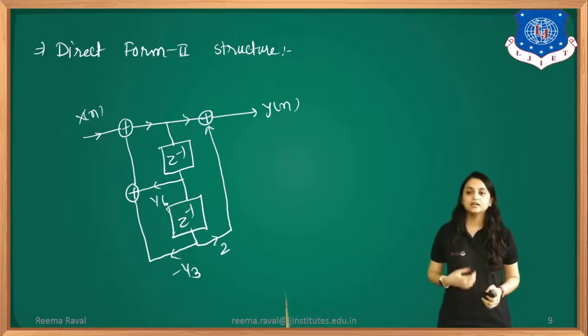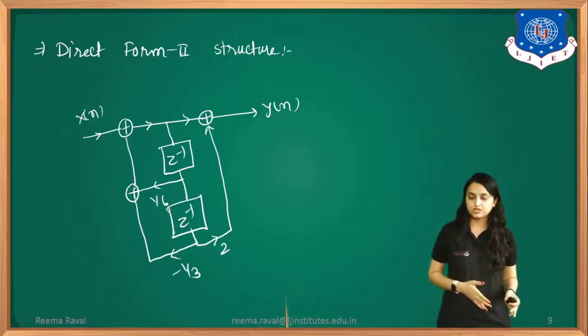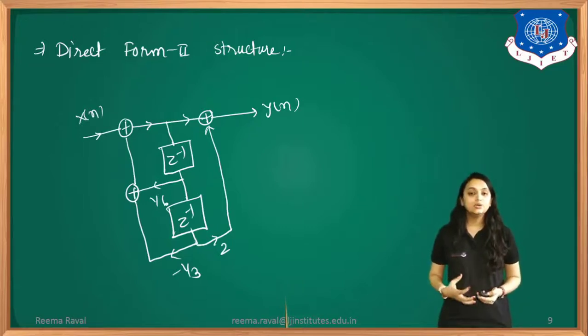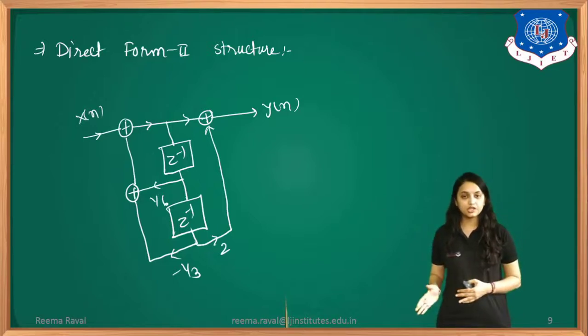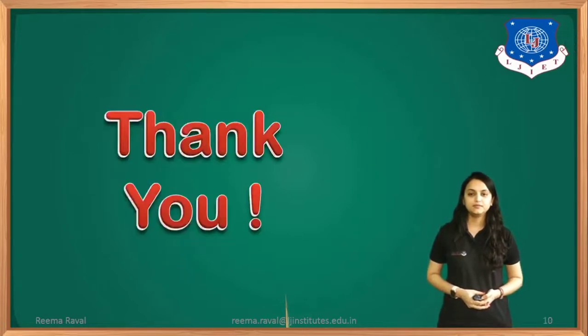So we can say that the direct form 2 structure is better as compared to the direct form 1 structure, as it reduces the number of delay blocks, thereby reducing the complexity of the system. Okay, I hope that the differences between the direct form 1 structure and the direct form 2 structure and its advantages are clear to you now. Thank you for listening.